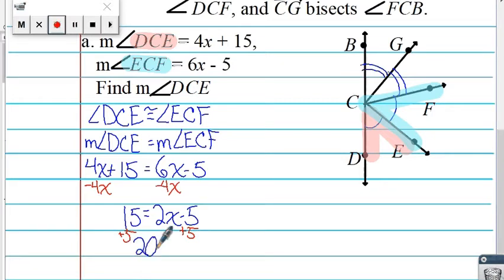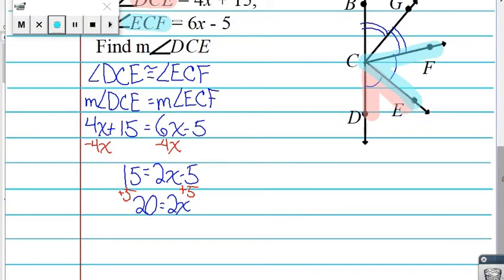We'll divide both sides by 2. And we'll get that 10 equals x. Now, keep in mind, guys, we want to pay close attention to what the directions ask. Because they didn't ask us to find x, they asked us to find the measure of angle DCE. So once I have that x equals 10, I need to take that and sub that into the measure of angle DCE, which is this.